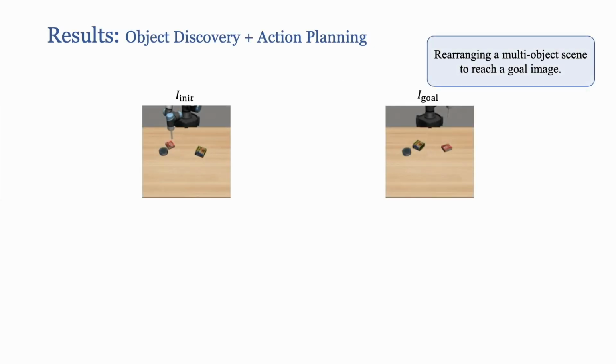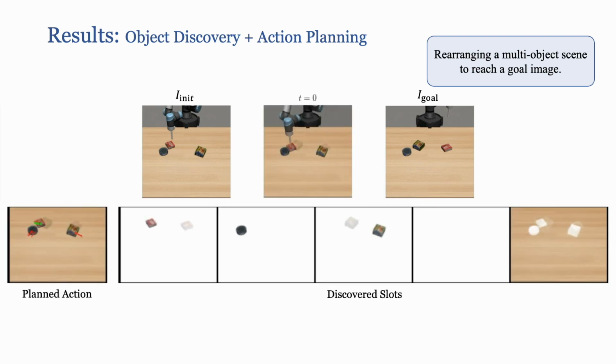Here's an example of our framework in action, achieving a goal configuration from an initial state. Note that the goal state is only provided by an RGB image. The bottom row displays the slots identified from both the current and goal images using SlotTransport. Additionally, using SlotGNN's prediction, we highlight the optimal action with a green arrow.